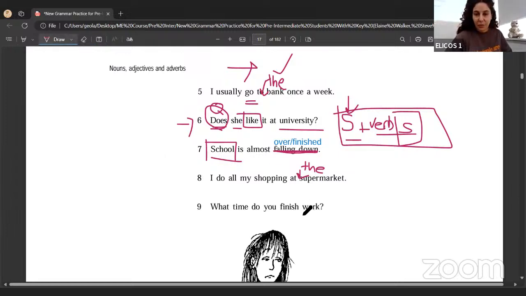Yeah, we don't change anything. Work, we just say work. Remember those words? You just got to remember them. Work, school, college, university, home, church, bed, hospital. We don't put the.